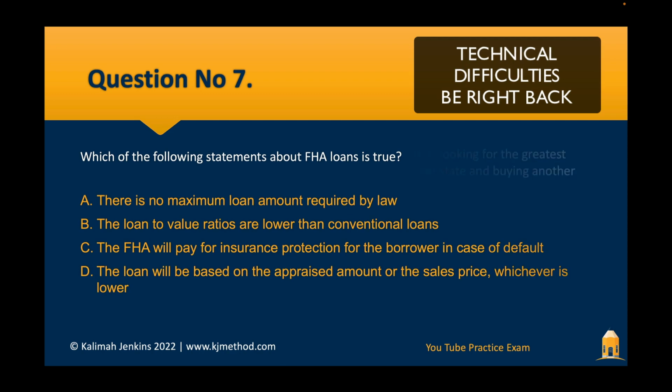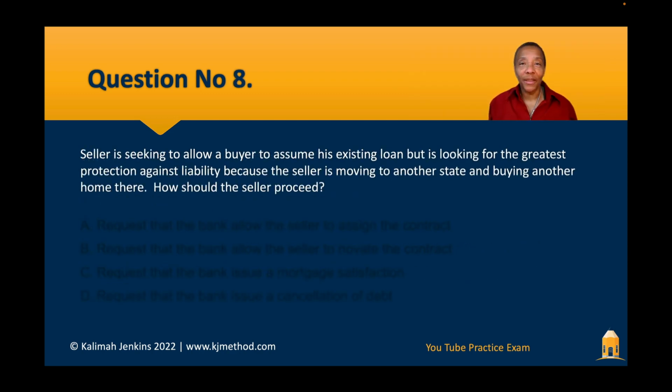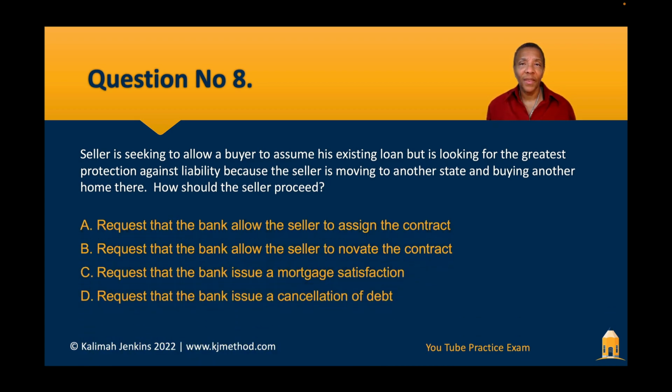So D is correct. Let's look at question 8. The seller is seeking to allow a buyer to assume his existing loan, but is looking for the greatest protection against liability because the seller is moving to another state and buying another home there. How should this seller proceed? Let's look at our answers.